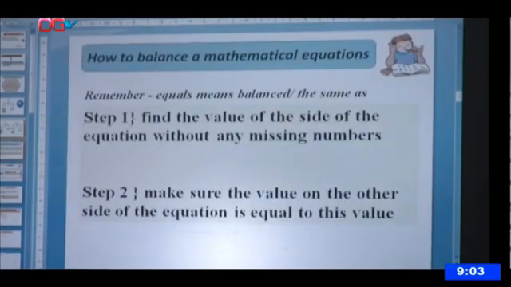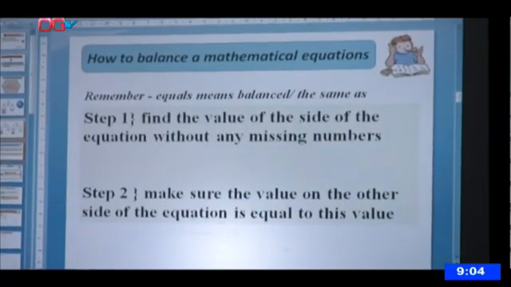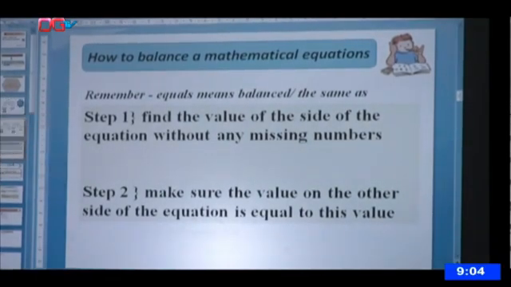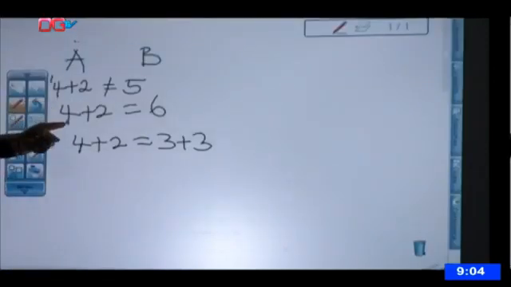Now, how do we balance a mathematical equation? The first thing to do is find the value of the side of the equation without any missing number. And the second is to make sure the number on the other side of the equation is equal to this value. What is the meaning of this? Like what I did here.